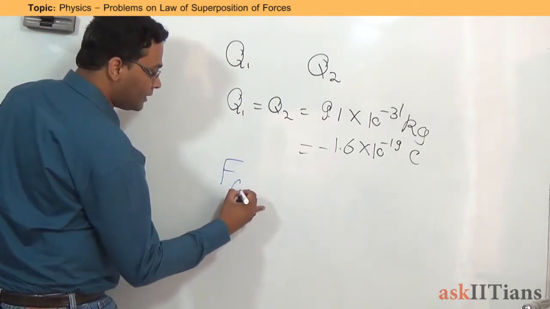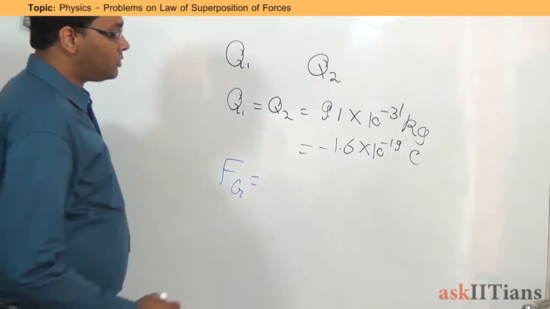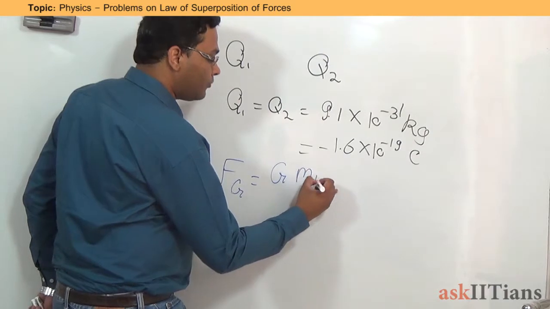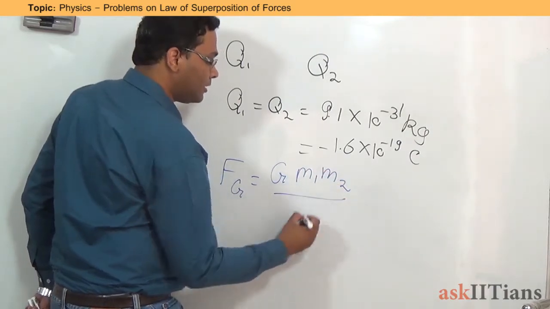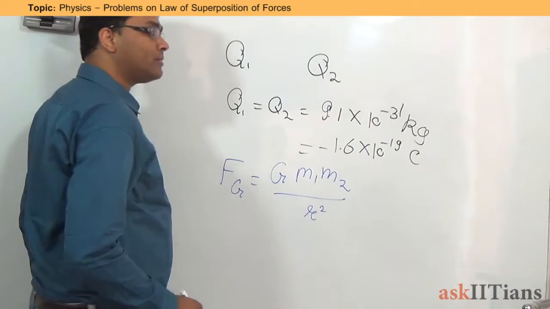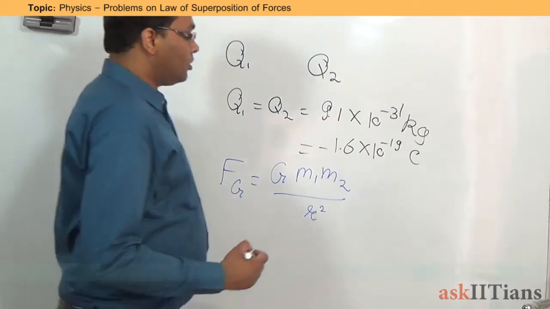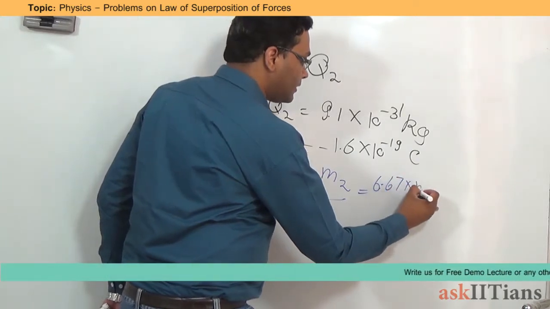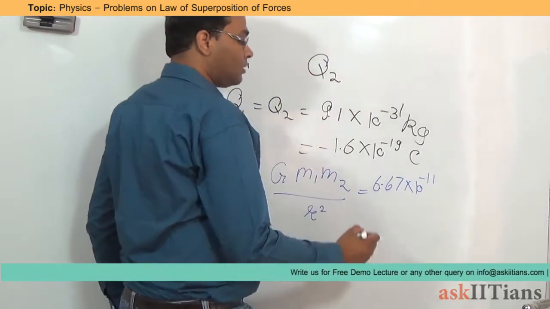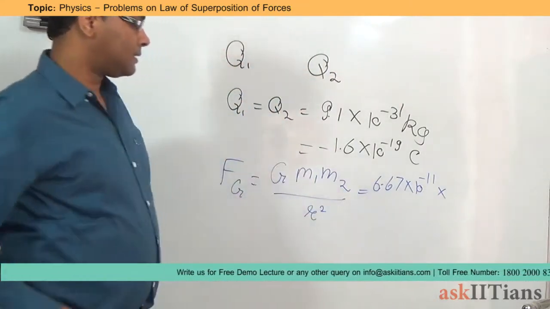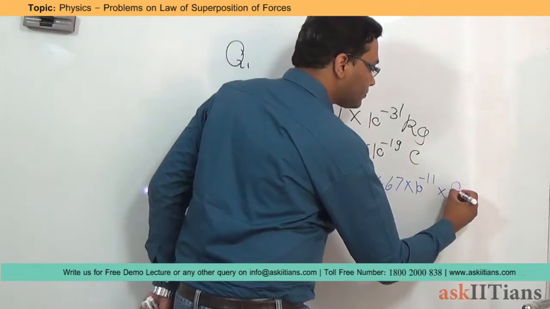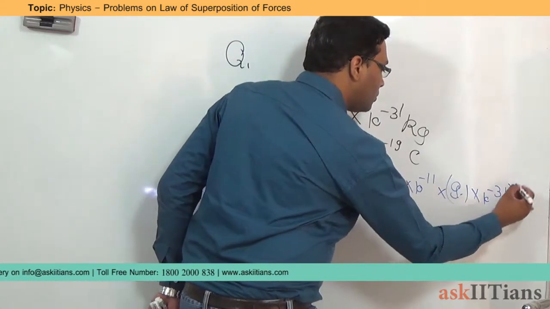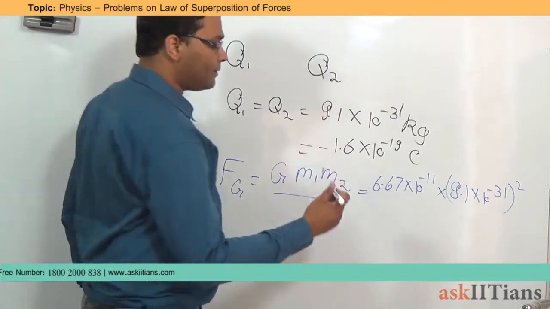So Fg, for the gravitational force, is going to be given by G m1 m2 divided by distance squared, assuming they have been kept at some distance away. So if you put in the values, this will be equal to 6.67 into 10 to the power minus 11 into the masses. The masses are going to be 9.1 into 10 to the power minus 31, whole squared, divided by the distance squared.